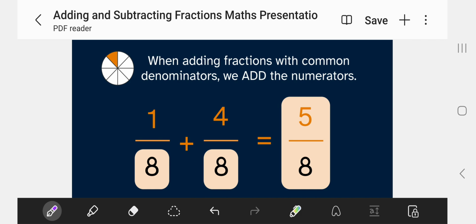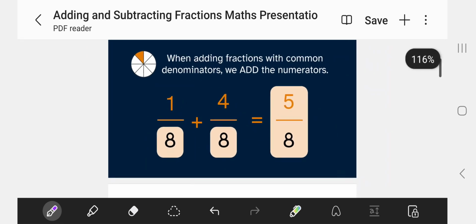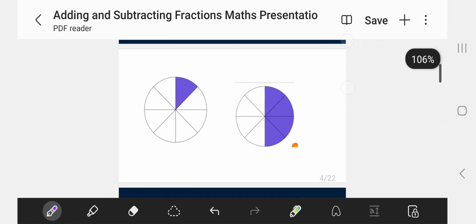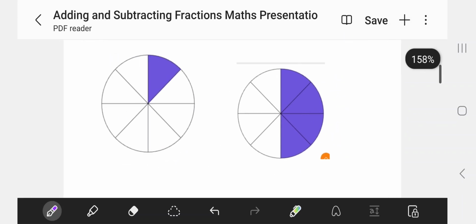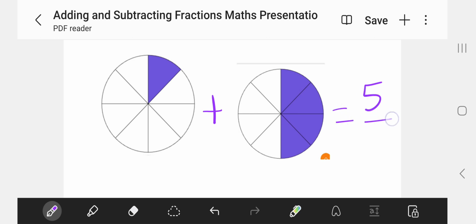Remember, the denominator tells us how many parts the whole is divided into. And in this case, the whole will be divided into 8 parts. And then the numerator tells us how many parts that we have. Let's look at the visual for it. So here we have 1/8 plus 1, 2, 3, 4, 4/8. 1/8 plus 4/8 will give us 5/8.